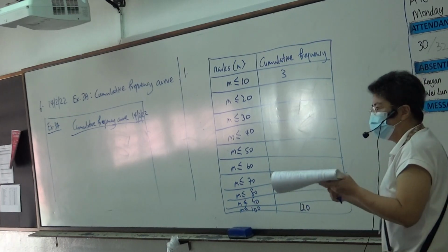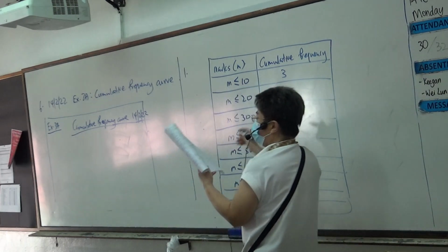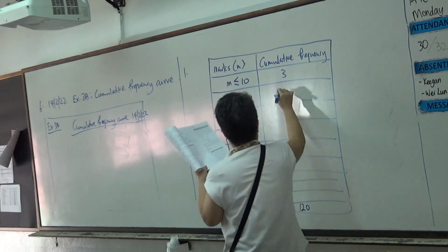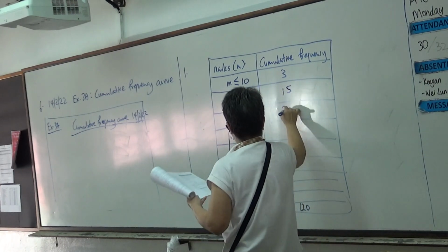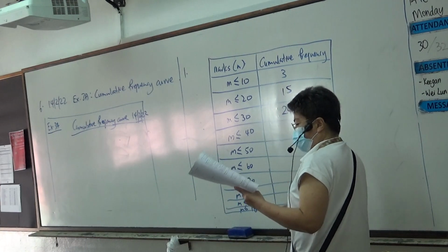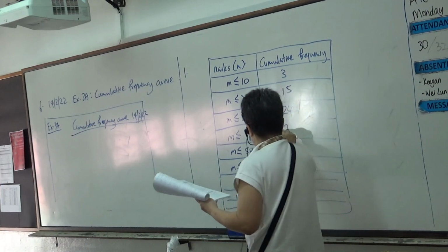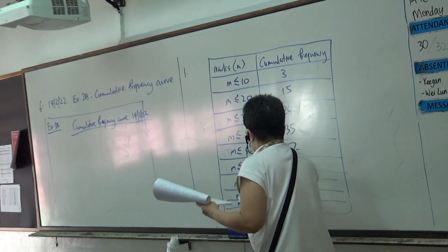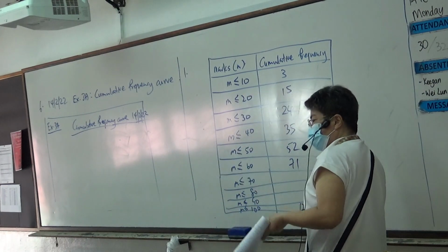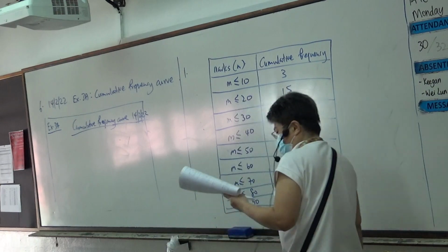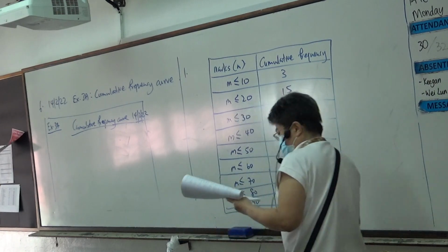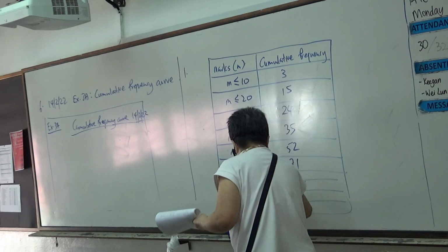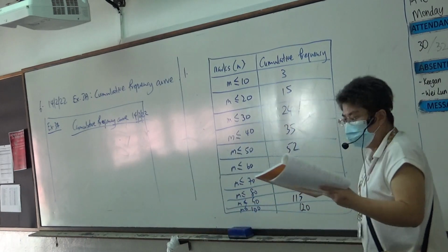Okay. Can you tell me what's the next value? 3 already, then what? 15. Good. Then 24. 30. 35. Good. Then 52. 71. 91. 101. Then 115. Then 120, right?